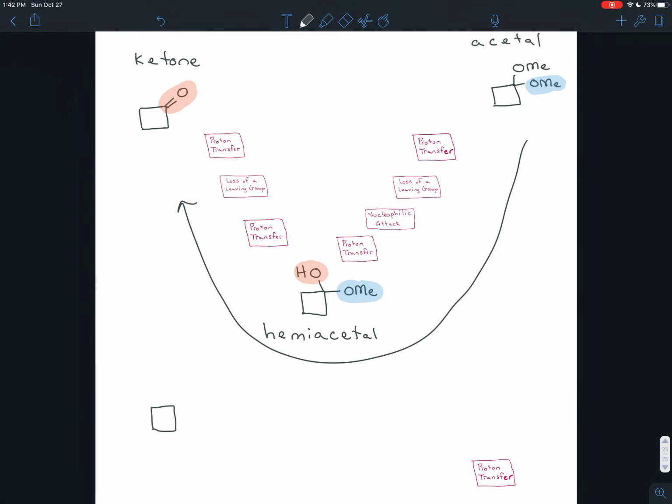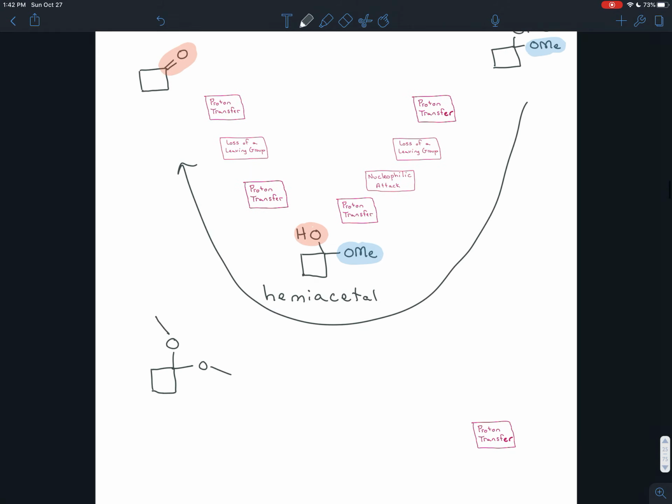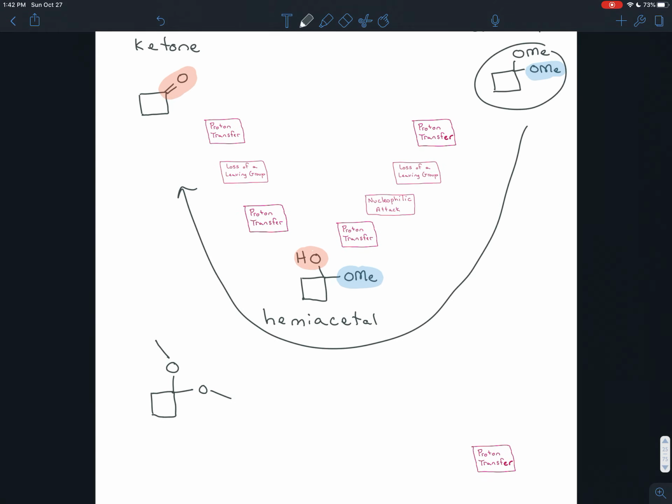So here we start with our acetal. And I'm going to draw the methyl groups. I know they write them as Me, but I'm going to write the CH3s in there. So this is really the same thing as this molecule up here.